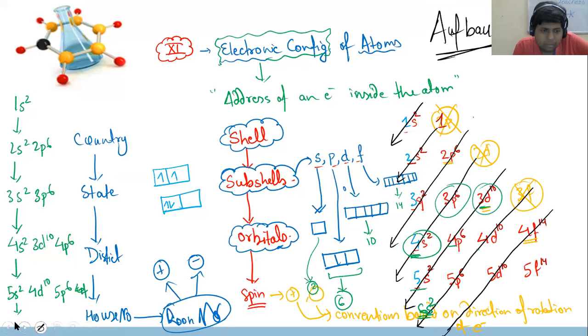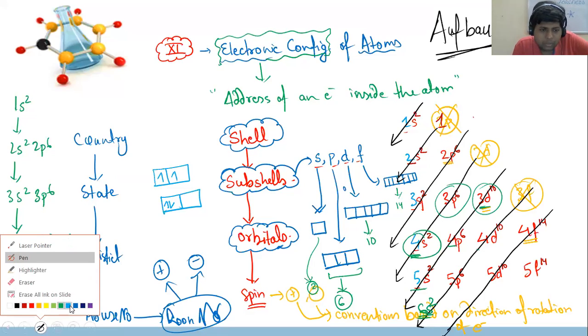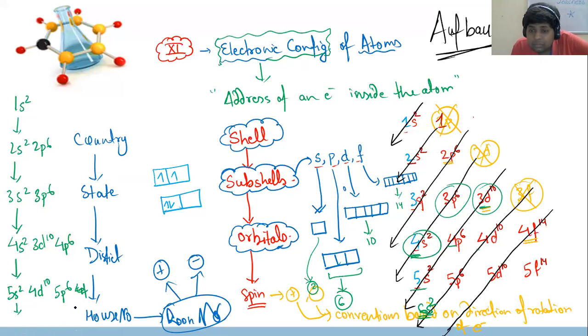Now, this table is not complete. The table which you have drawn is not complete. It will go on for 3 more steps down.